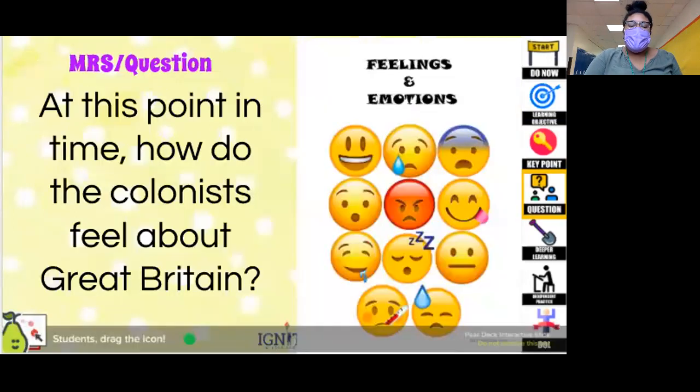So at this point in time, how do the colonists feel about Great Britain? Go ahead and pick an emoji that represents how the colonists feel about Great Britain.